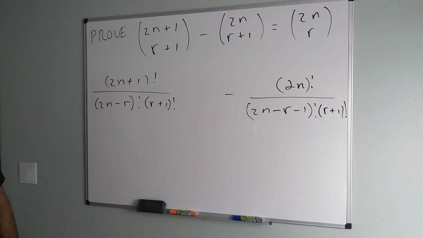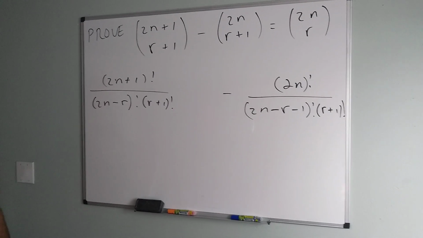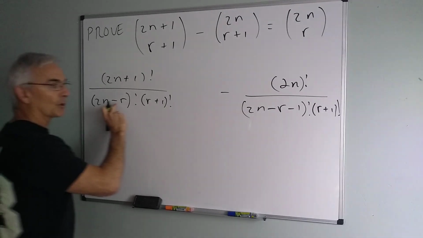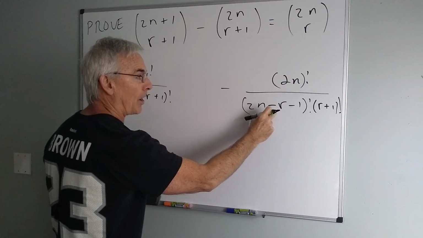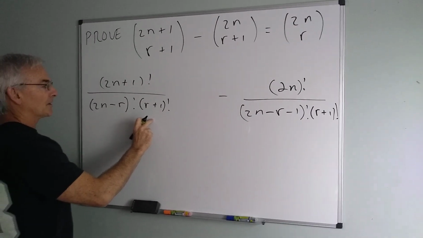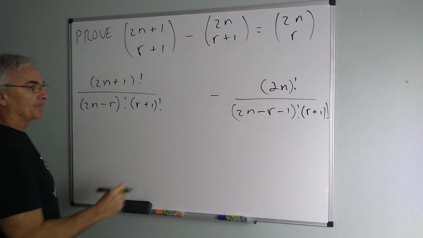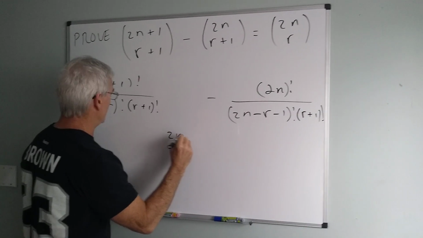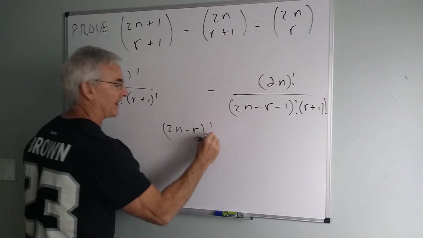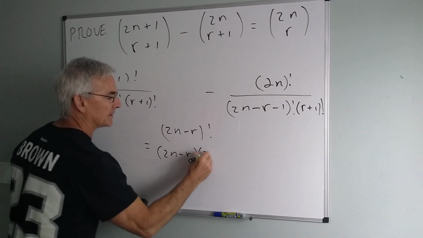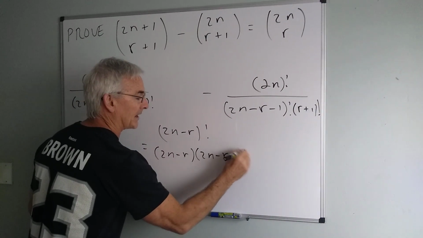Now I'd like to be able to combine these. In order to do so, I need the denominators to be exactly the same. This factorial term is one value higher than this one. These are the same. So what I need to do is figure out what I need to multiply by. So I notice in this case here, I'll start with the fact that 2n minus r factorial is equal to 2n minus r times 2n minus r minus 1 factorial.